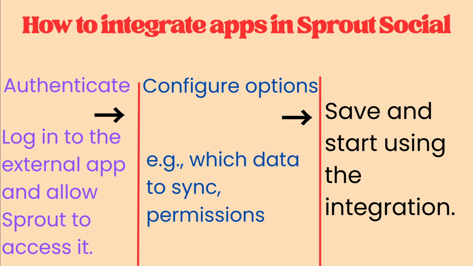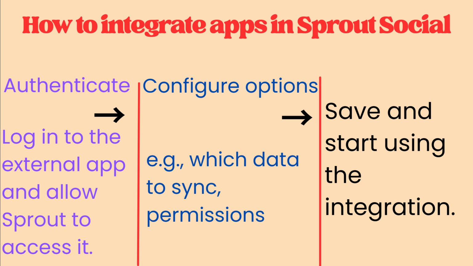After you're connected, configure your options. Choose which data to sync and define the permissions. For example, you might select specific profiles, pages, or workspaces to include, decide whether the integration is read-only or read and write, and set who on your team can use it. Pick only what you need to keep your workspace clean and focused. You can always revisit these choices later.